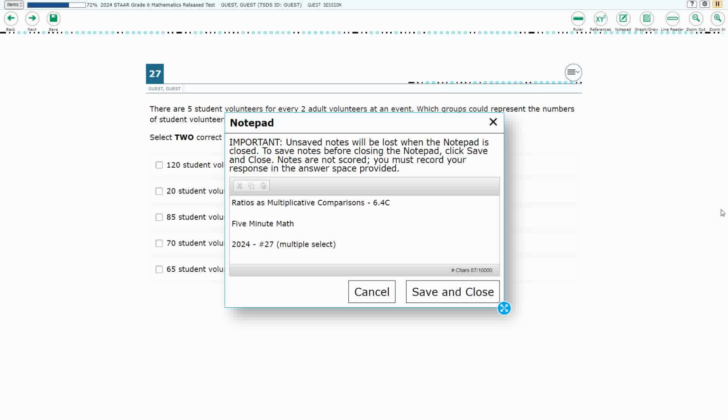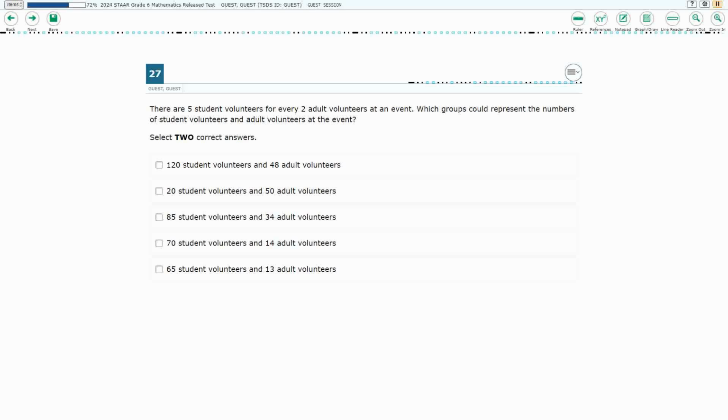Today we are looking at the sixth grade concept of ratios as multiplicative comparisons. This is standard 6.4C in the great state of Texas, and we are using item number 27 of the 2024 released STAAR test. This is a new item type called multiple select, and if you haven't done so already, please go ahead and take a moment to pause the video, work this problem out on your own, unpause it, and we will look at our answers together.